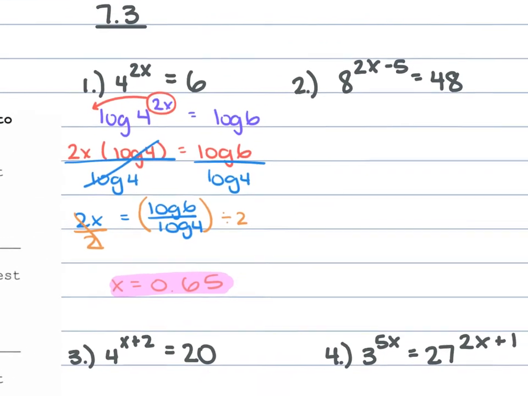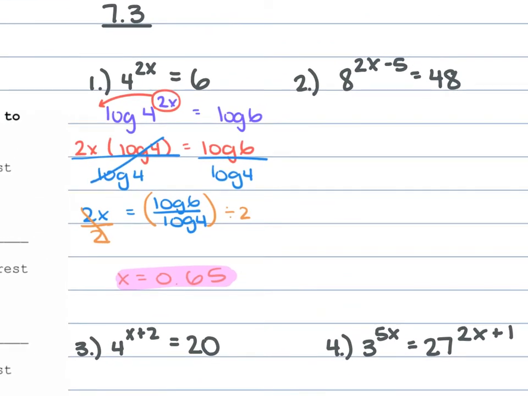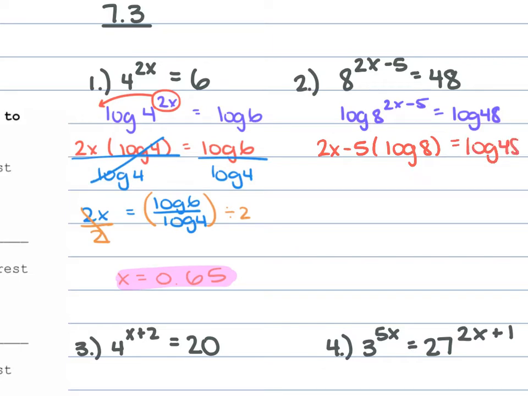For 2, we're given 8 to the power of 2x minus 5 is equal to 48. We can't turn that 48 into 2 to the power, something like we can with that 8. So we're going to take the log of both sides. So we're going to have log 8 to the power of 2x minus 5 is equal to log 48. That 2x minus 5 is going to go out front, so we're going to have 2x minus 5 times log 8 is equal to log 48.